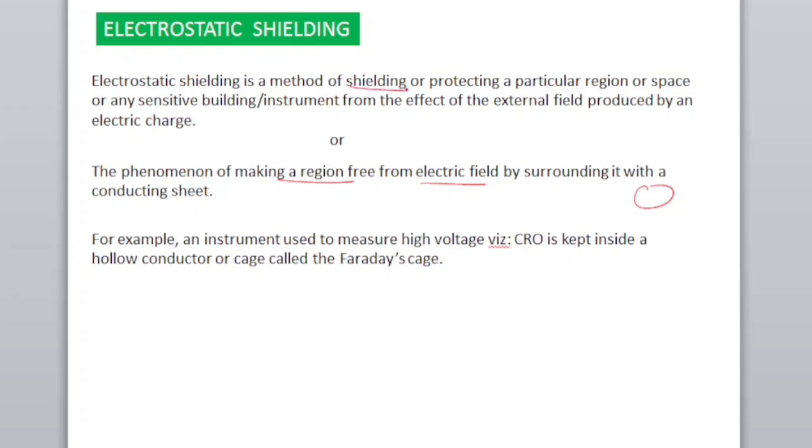It is a method of shielding or protecting a particular region or space, or any sensitive instrument, from the effect of external field produced by an electric charge. For example, an instrument used to measure high voltage, that is CRO, cathode ray oscilloscope, is kept inside a hollow conductor or case called Faraday cage, where electric field is zero, so that it can be saved from the electrical circuits, right?